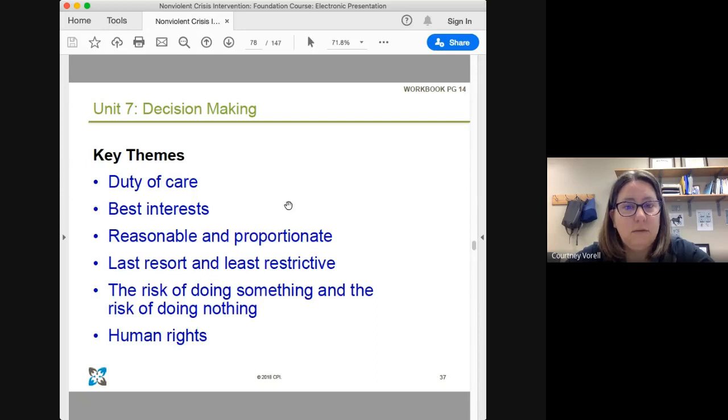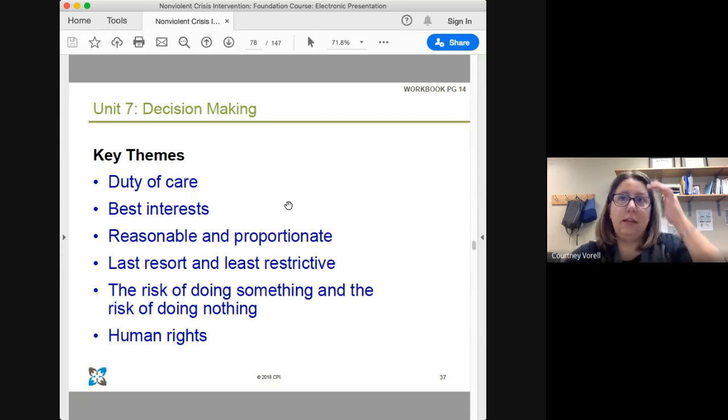Making sure that we're responding in the least restrictive way, and if needing to respond in a more restrictive way, such as a restrictive procedure, which this training doesn't cover, as you guys are just getting this verbal de-escalation piece, that's more of a last resort.